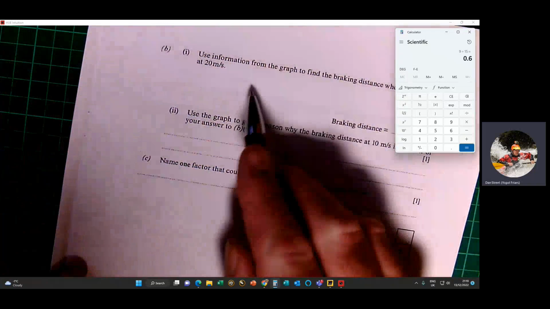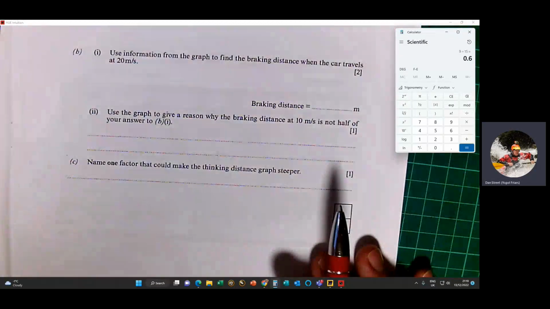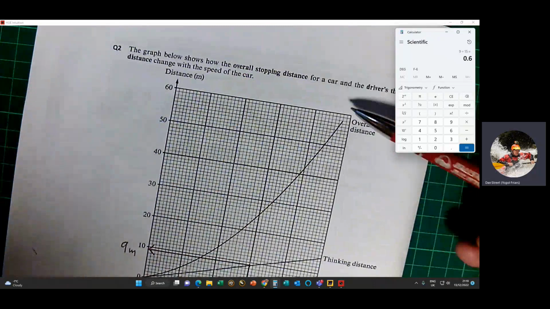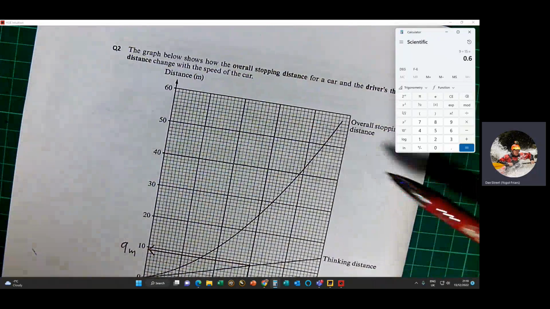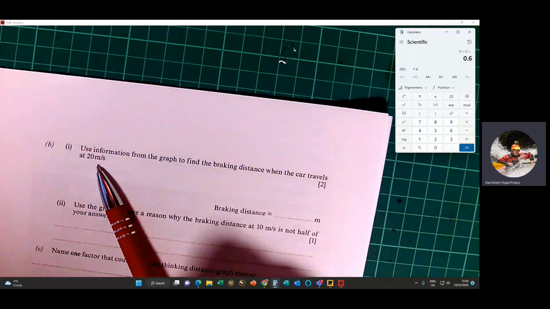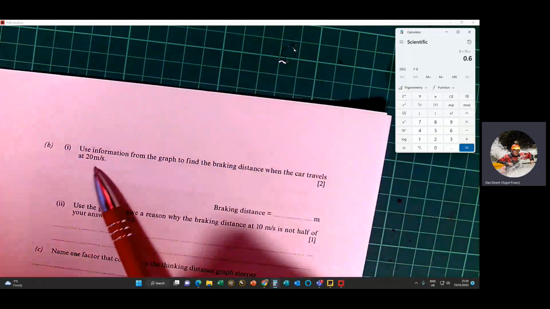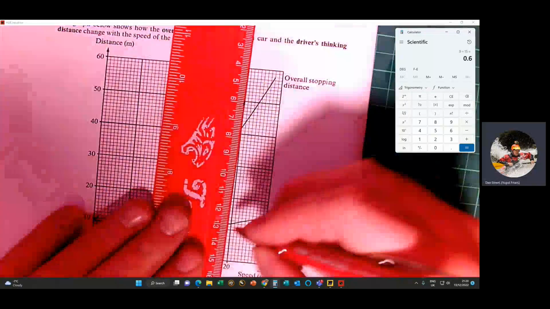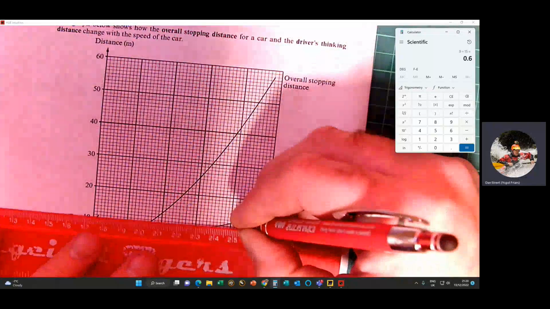It says, use information from the graph to find the braking distance when the car travels at 20 meters per second. Okay, so the braking distance is going to be the difference between the thinking distance and the overall stopping distance. So we're looking again for 20 meters per second, so we're looking for the braking distance at 20 meters per second.